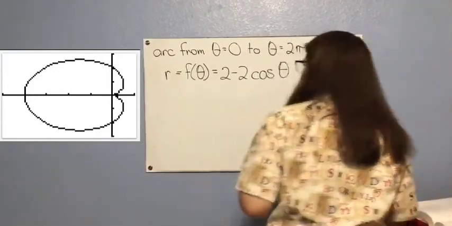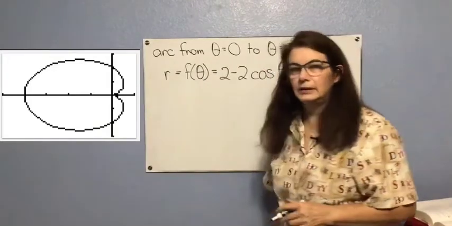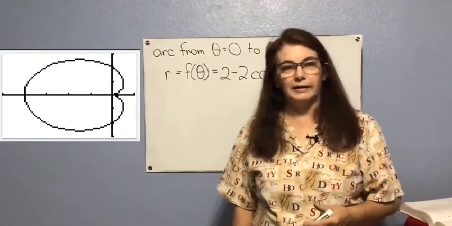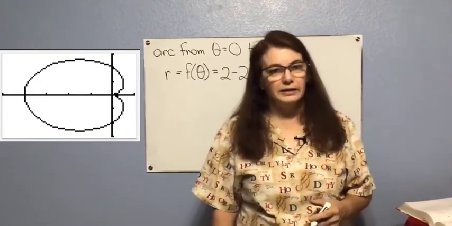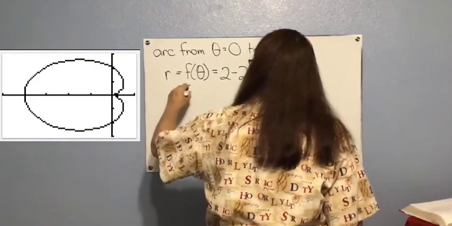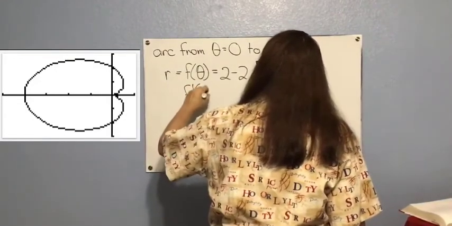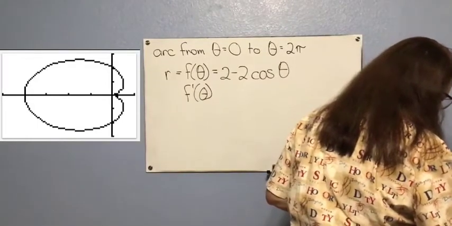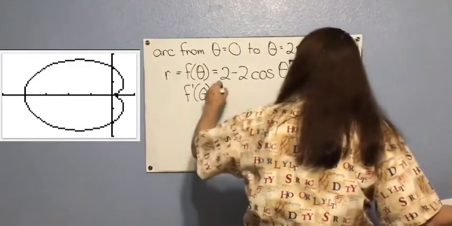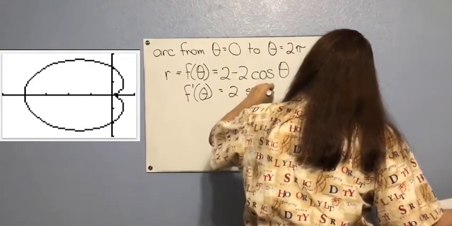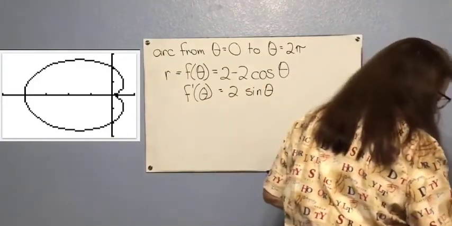And this shape is a cardioid. It's called that because it looks kind of like a heart, like our word cardiac stands for heart. So the first thing I want to do is find f prime of theta, which is 2 sine theta.